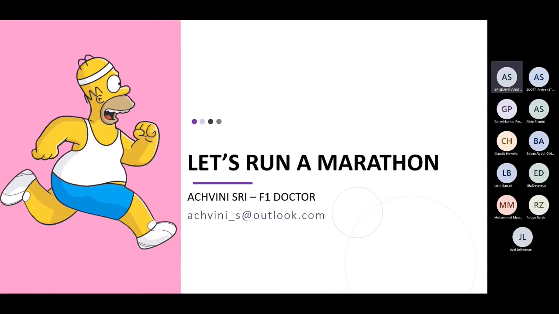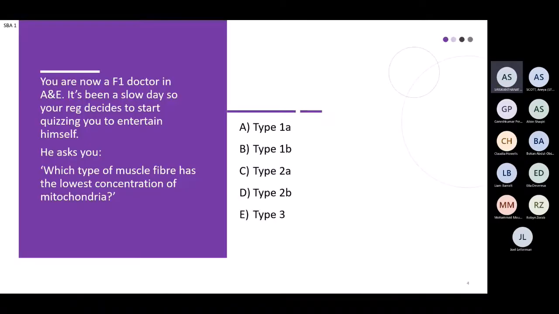So this is the first bit I'm doing, so named it Let's Run a Marathon. So going through mostly exercise physiology and a little bit of anatomy as well. So we'll start off with an SBA. You're now an F1 doctor in A&E. Just promoted you guys. It's been a slow day, so your reg decides to start quizzing you to entertain himself. He asks you which type of muscle fiber has the lowest concentration of mitochondria. So I'll open the polls, and if you guys want to put your answers in.